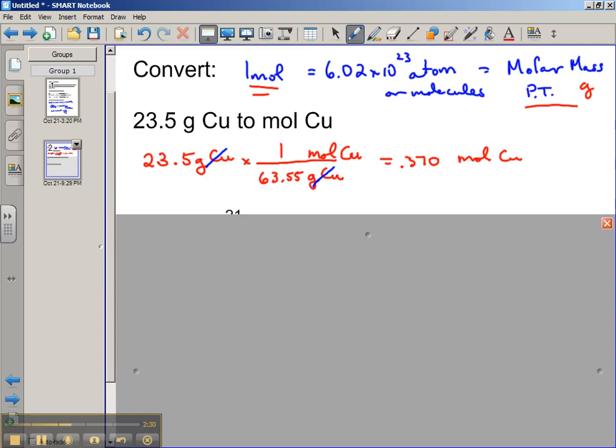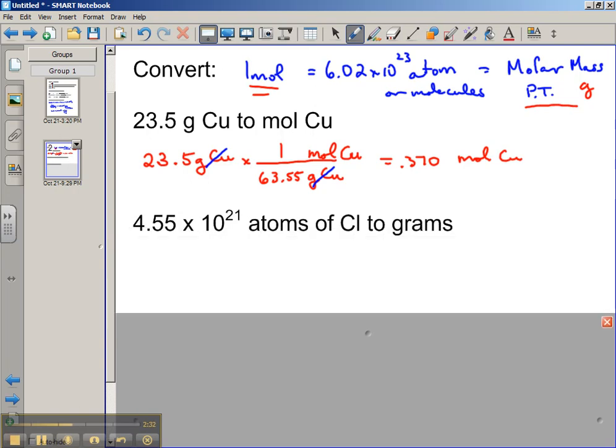So now I'm going to go ahead and do the next one. 4.55 times 10 to the 21st atoms of Cl, and I want to finish in grams of Cl. Put atoms on the bottom. I need to cancel atoms out. Put grams on the top in the numerator. That's what I want my answer in. And then find the relationship.